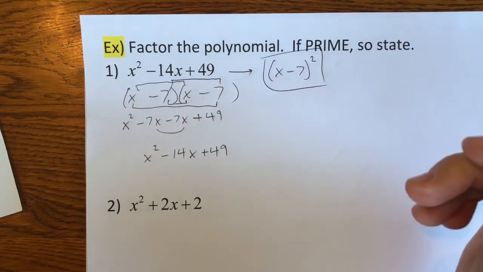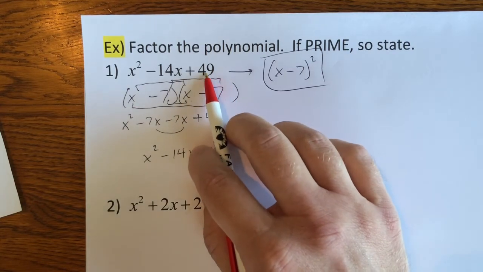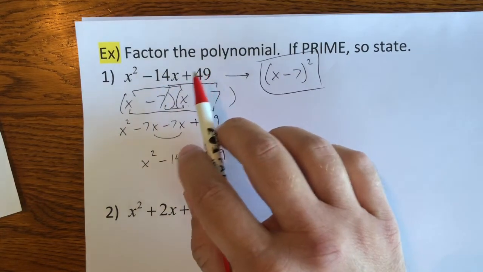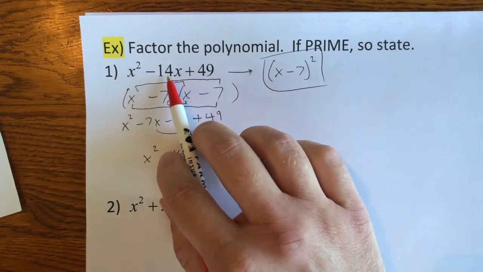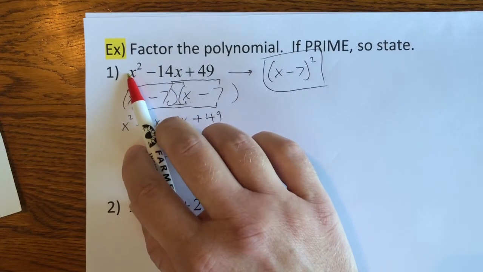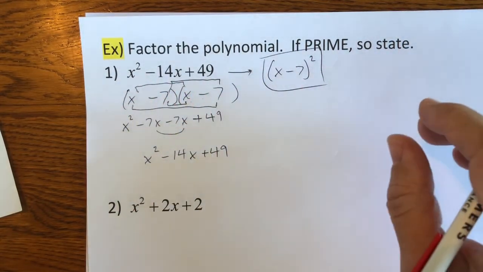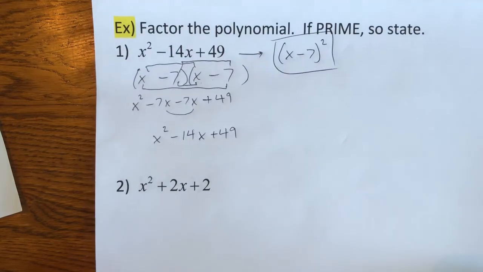Either way, doesn't matter. The bottom line is, again, to look for factors of this constant term and see if you can get them to add to negative 14. That is, of course, because the leading coefficient here is 1. We'll look at the factorization of more trinomials here in a little bit, okay? Let's go on to example number 2.